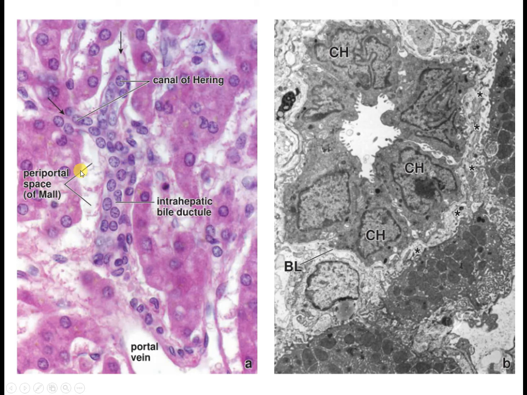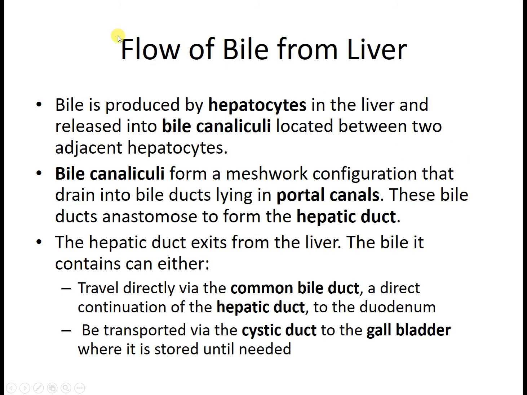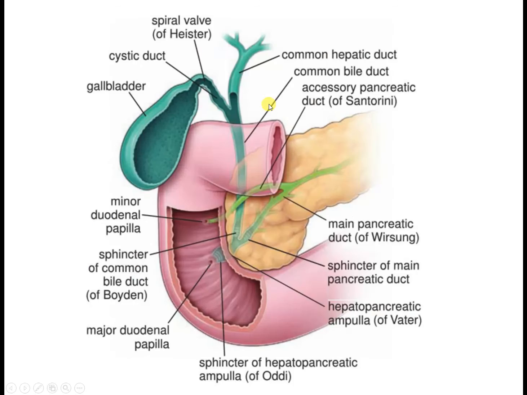Intrahepatic bile ductals, periportal space of Mall. Flow of bile from the liver. So how does bile come from the liver to the outside? First of all, these bile ductals are collected into bile ducts.